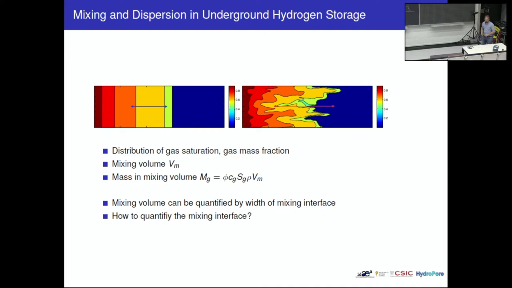So if the mixing volume is very big, this means you have a large volume in which your purity is degraded. And the mass in the mixing volume, one can calculate by this expression: the porosity, the mass fraction of the gas, the gas saturation, the density of the gas, and the mixing volume. So now, the mixing volume can be quantified, of course, by the width of the mixing interface, but how to quantify that? How to quantify this mixing interface?